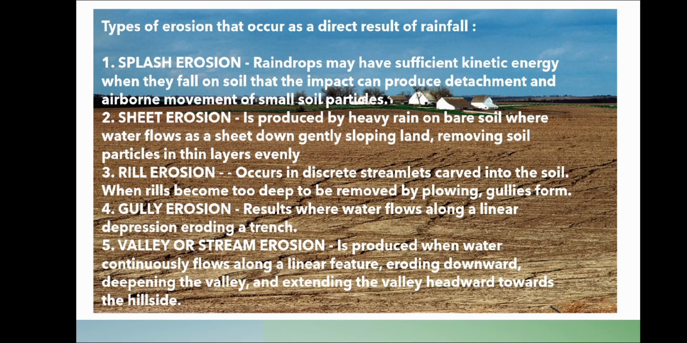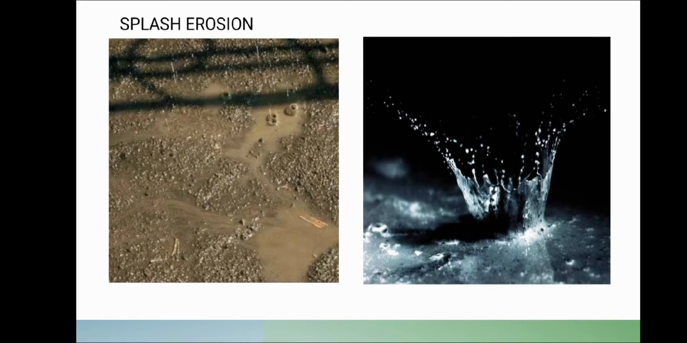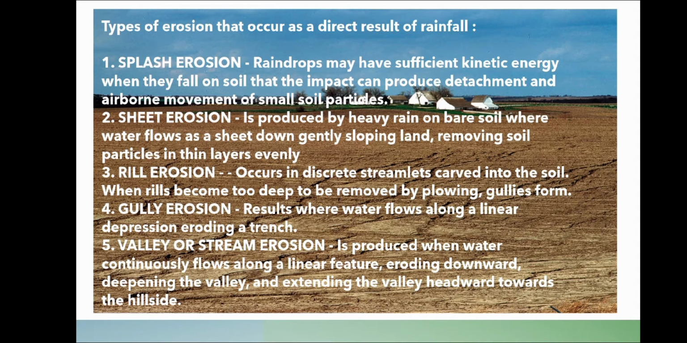And there are types of erosion that occur as a direct result of rainfall. So first is the splash erosion. Raindrops may have sufficient kinetic energy when they fall on soil, then the impact can produce detachment and airborne movement of small soil particles. So these are the examples of splash erosion. As you can see in the picture, it has impact of falling raindrops and it creates small craters in the soil.